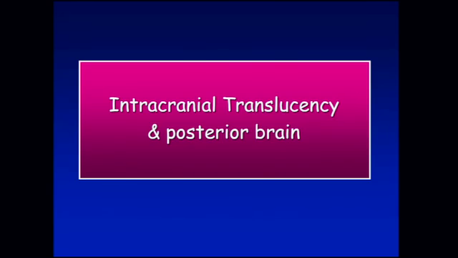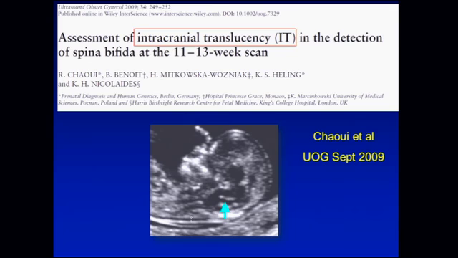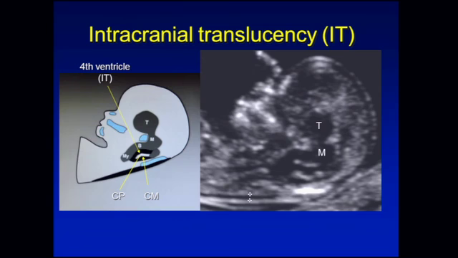I'm going to move on to a relatively new marker, the intracranial translucency. This was first described by Chaoui et al. for the detection of spina bifida at 11 to 13 weeks. So why do we need a new marker? Well, the cranial signs that we're familiar with, the lemon and banana signs, unfortunately, we often don't see them this early in gestation. So Dr. Chaoui proposed this new marker.